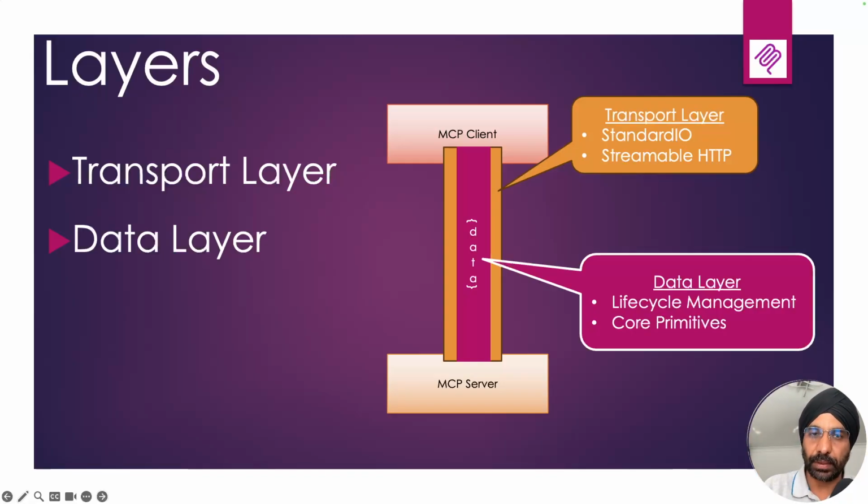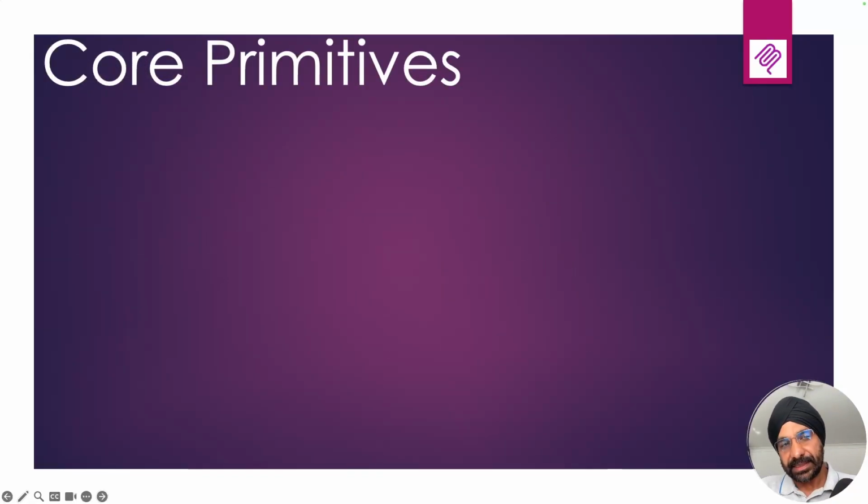So this protocol is preferred when your server and your client both are in your local machine. All right. Streamable HTTP, on the other hand, uses HTTP POST for client to server messages with optional server-sent events for streaming capabilities. All right. So as I said, the most important thing for us developers is core primitives.